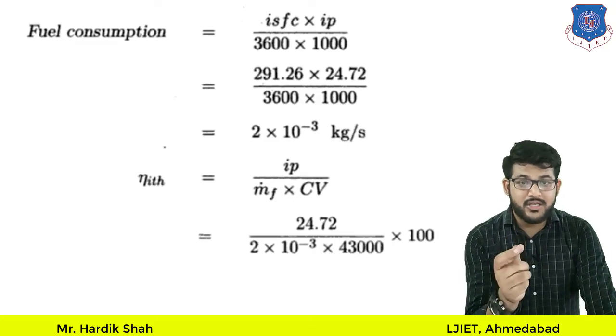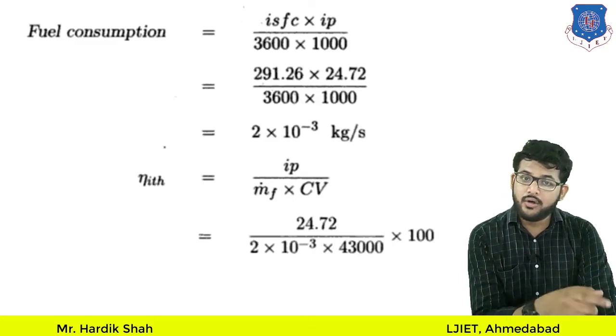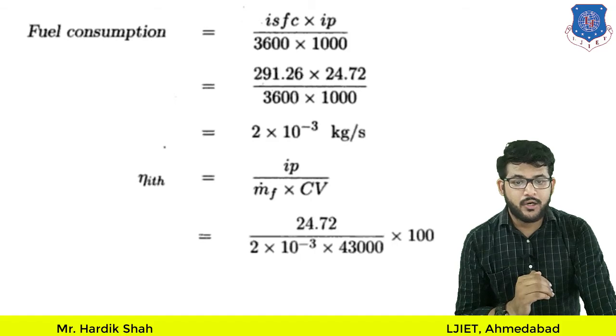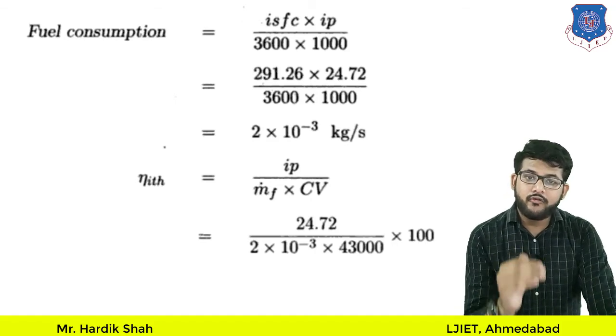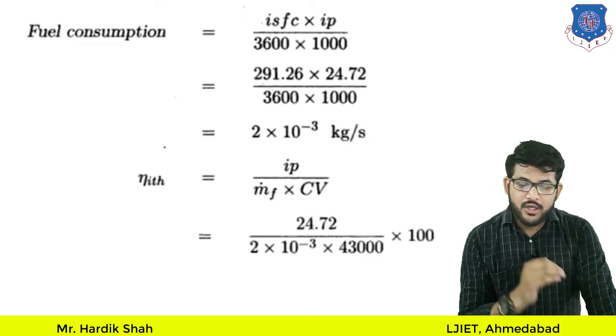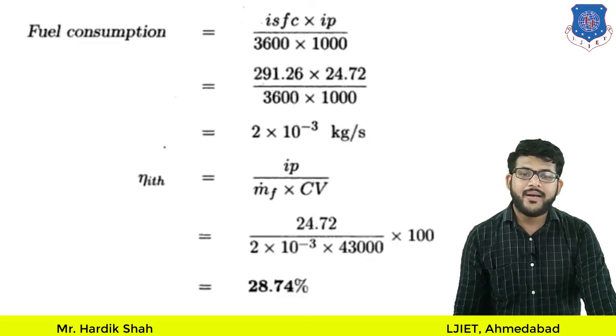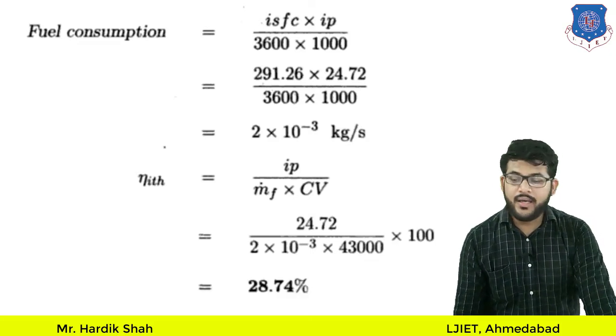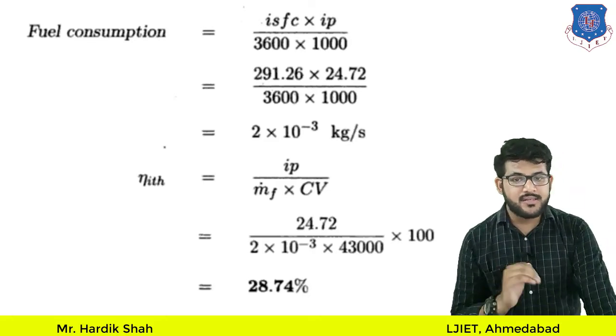It is given in megajoule, so you need to convert it to kilojoule, and that is 43000. And we need to find it in percentage, so you multiply by 100. Here you will find 28.74 percent. So this was the answer of this example.